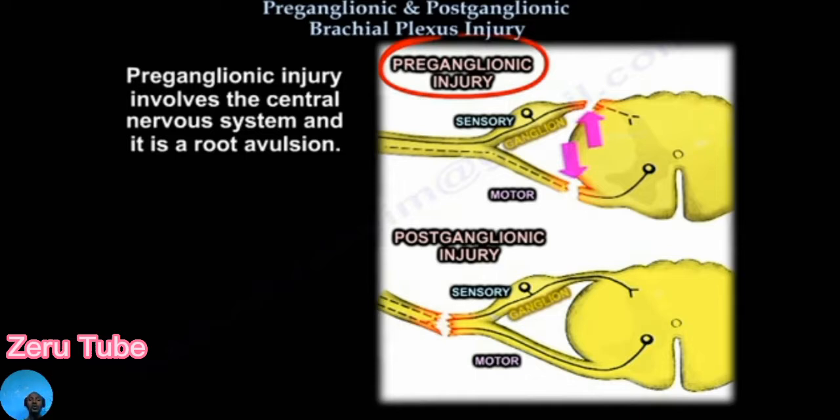So the preganglionic injury involves the central nervous system and it is root avulsion. Central nervous system below the spinal cord, this is central nervous system, is spinal cord. ስለዚህ spinal cordን ጨምሮ የሚኖሩ avulsions የሚኖሩ injuries ምን እንላቸዋለን preganglionic እንላቸዋለን. It includes the root of brachial plexus, the spinal cord and the brain. እነዚህ ሶስት ነገሮች በአንድ ላይ ሆኑ እዚህ ጋር የሚከሰቱ injuries ካሉ it is typically the preganglionic injury, preganglionic injuries ናቸው ማለት.